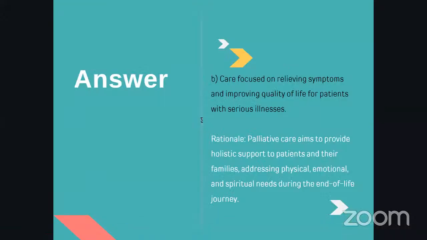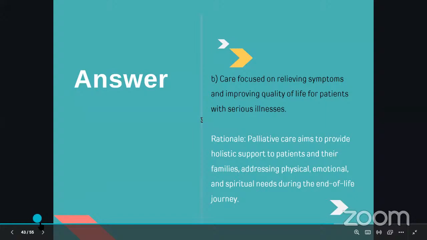It is B, care focused on relieving symptoms and improving quality of life for patients with serious illness. It's a holistic support where we're supporting the family and the patient, and we're addressing their physical and spiritual needs, especially if it's a terminal or chronic illness.